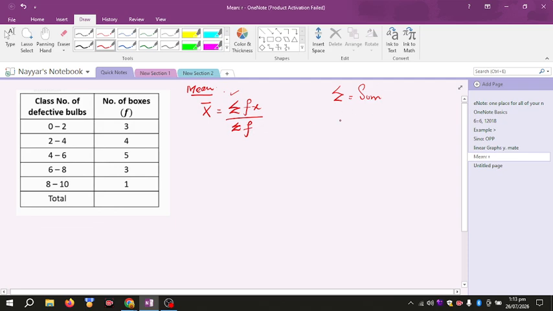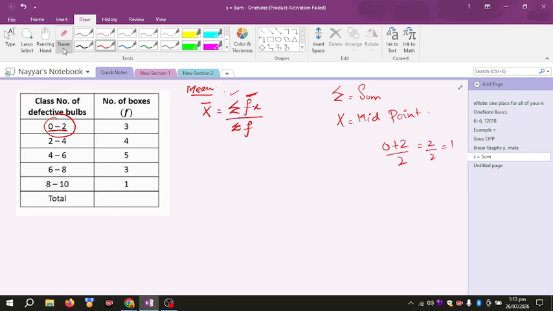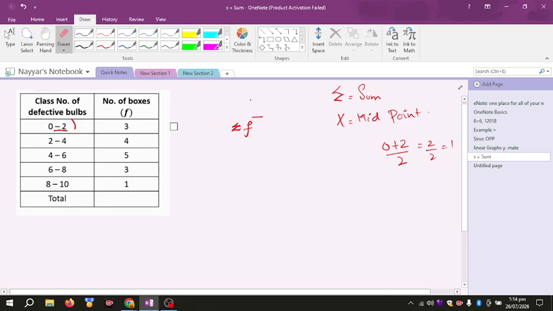Now what is x? Here you can see that this is f of x. So this x is your midpoint. You can calculate the midpoint by adding up both the class values and dividing by 2. So how can we find out the midpoint x? By adding up these two values of the class and dividing by 2. So now let's do it. First we'll calculate the midpoint, and then we'll multiply the frequency with the midpoint so that we can find out the mean.